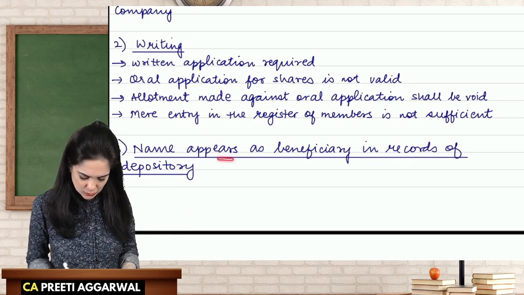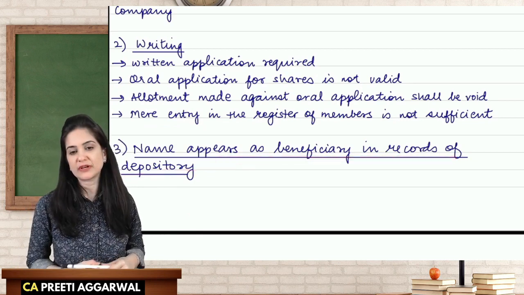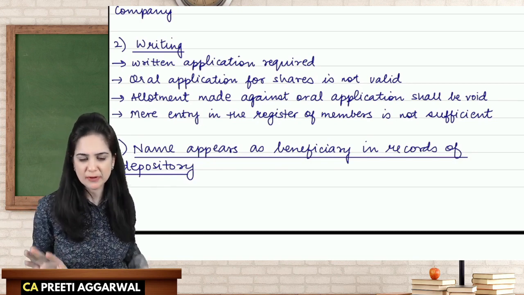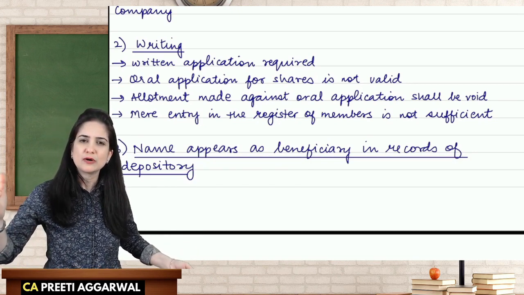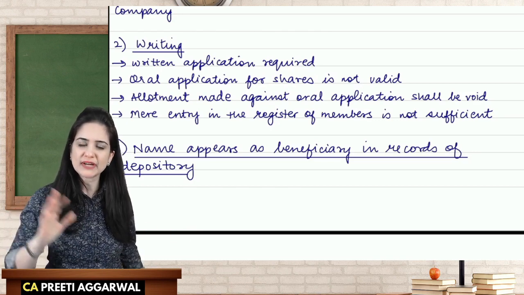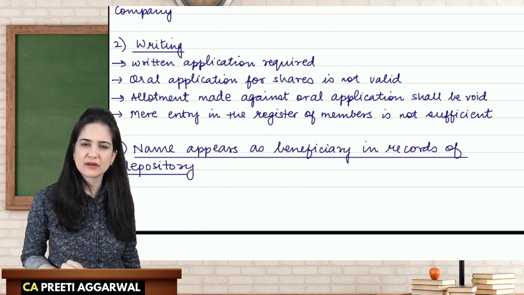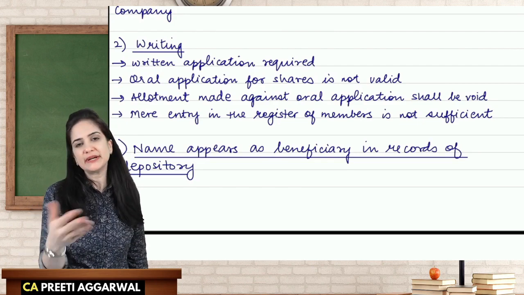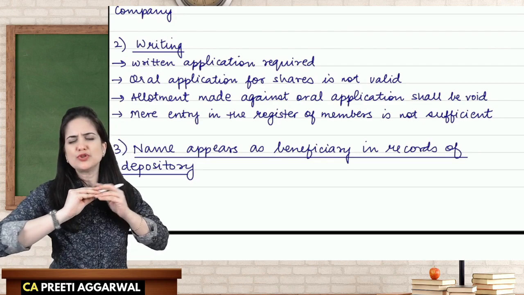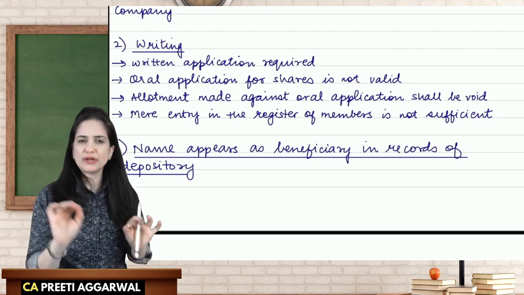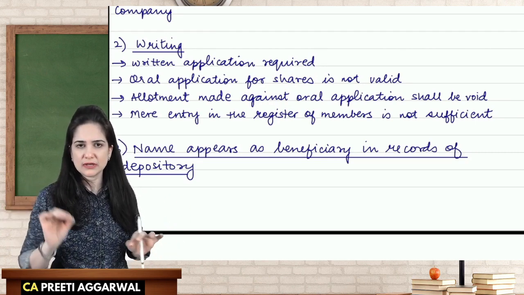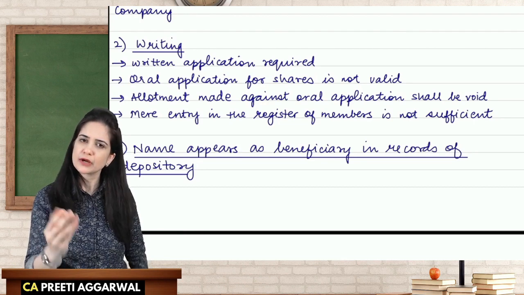And any person whose name appears as a beneficiary in the records of the depository is also considered as member. Do you really think companies like Reliance and Tata, whose shares are traded in huge volume, have the time to update their register every day? No. The shares are in demat form. There is numerous trading happening in the market of those shares. If your name appears in the records of the depository, you are a member.